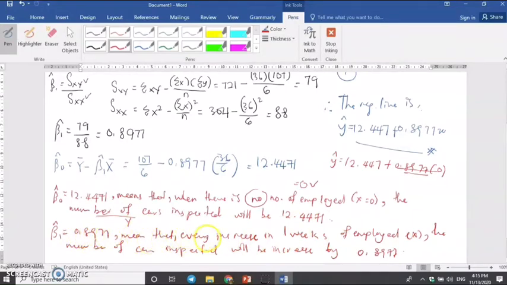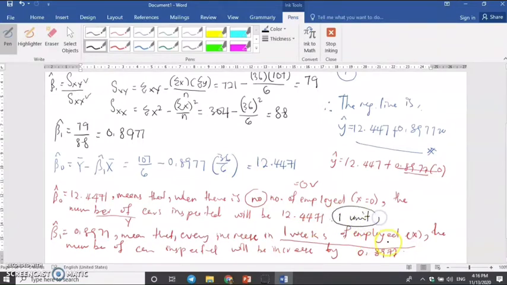So it means that every increase in 1 week of employed. The point here is every increase in, here you can highlight it, every increase in what? Every increase in 1 unit.